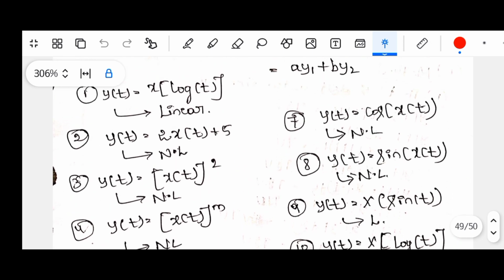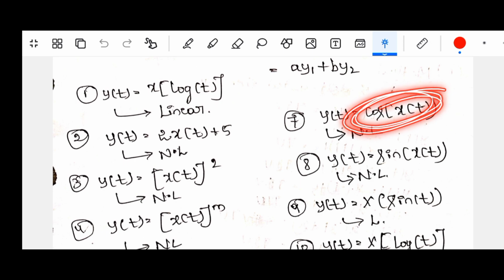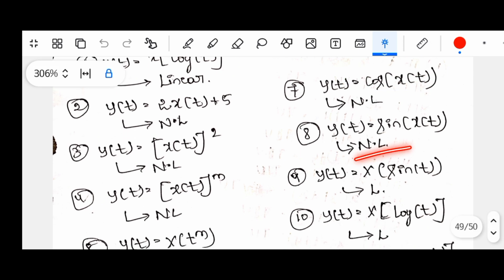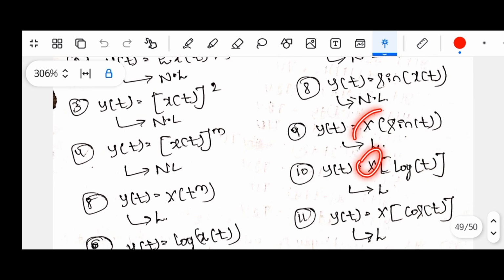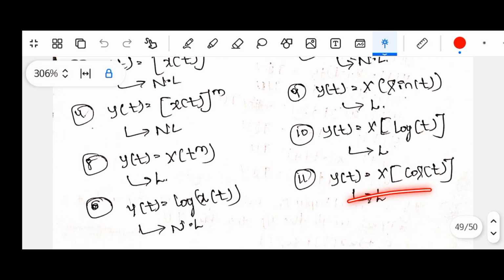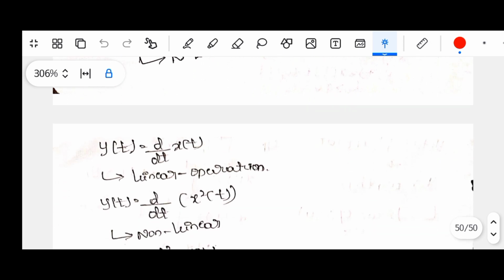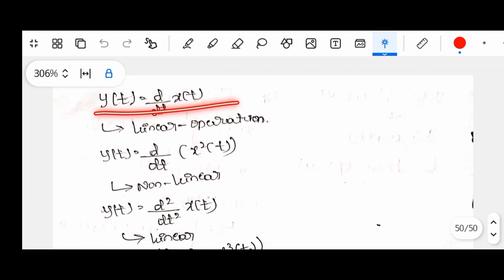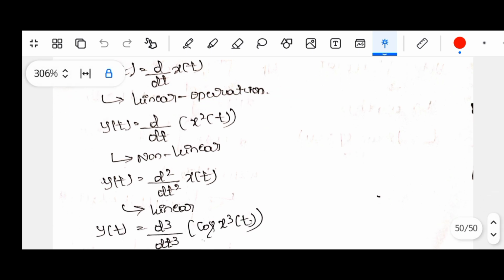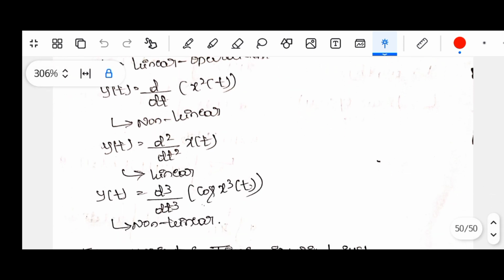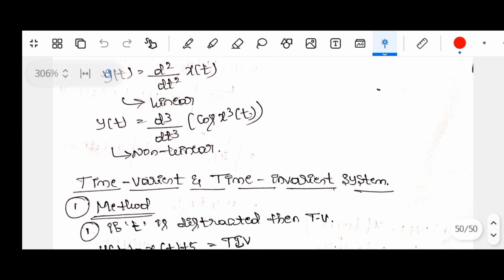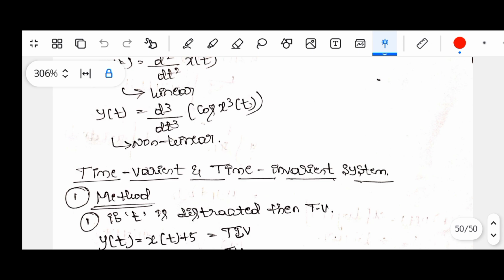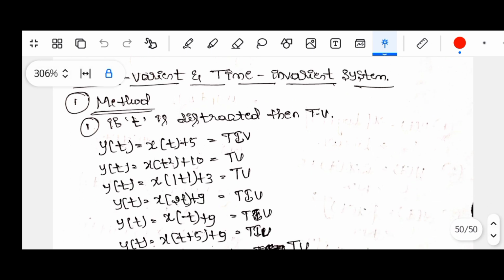y(t) is equal to cos of x(t), here non-linear, because cos is multiplied. y(t) is equal to sin into x(t), non-linear. y(t) is equal to x into sin of t, linear. Here x is constant, it is also linear. Next, y(t) is equal to differentiation of x(t), it is a linear operation. y(t) is equal to differentiation of x square into dt, a non-linear because x square of differentiation. y(t) is equal to double differentiation of x(t), linear. y(t) into triple differentiation is also non-linear because cos is present.